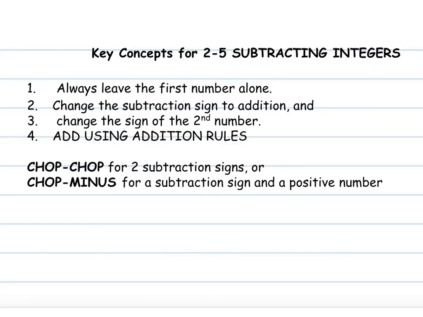Okay, key things that you need to know. You need to have this written down in your notebook for subtracting integers. You always leave the first number alone. You never ever change the first number. Change the subtraction. So let's make an example of 5 minus 7. So we're trying to subtract more than what we have. So leave the first number alone. Change the subtraction sign to addition. And change the sign of the second number. And then use our addition rules.